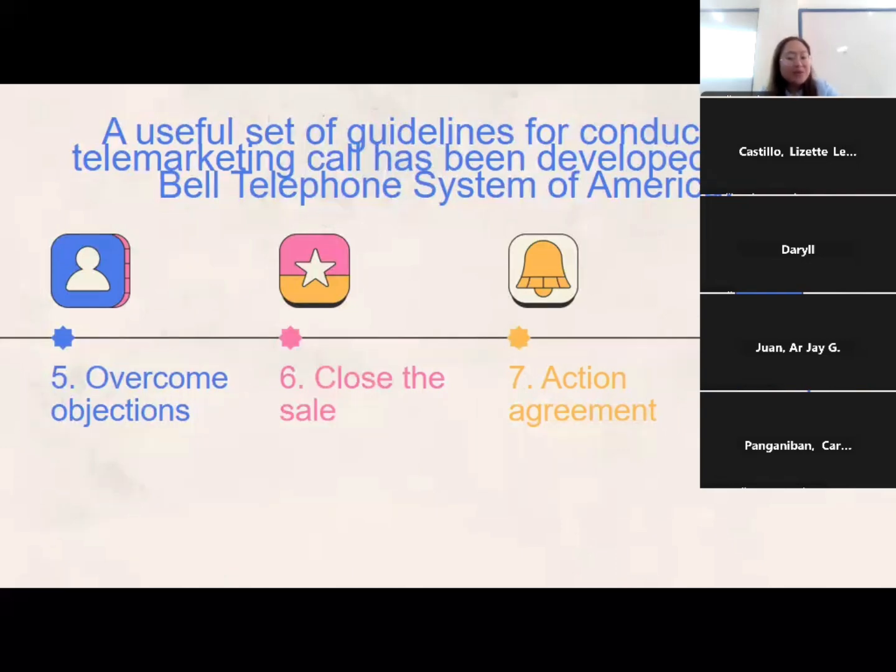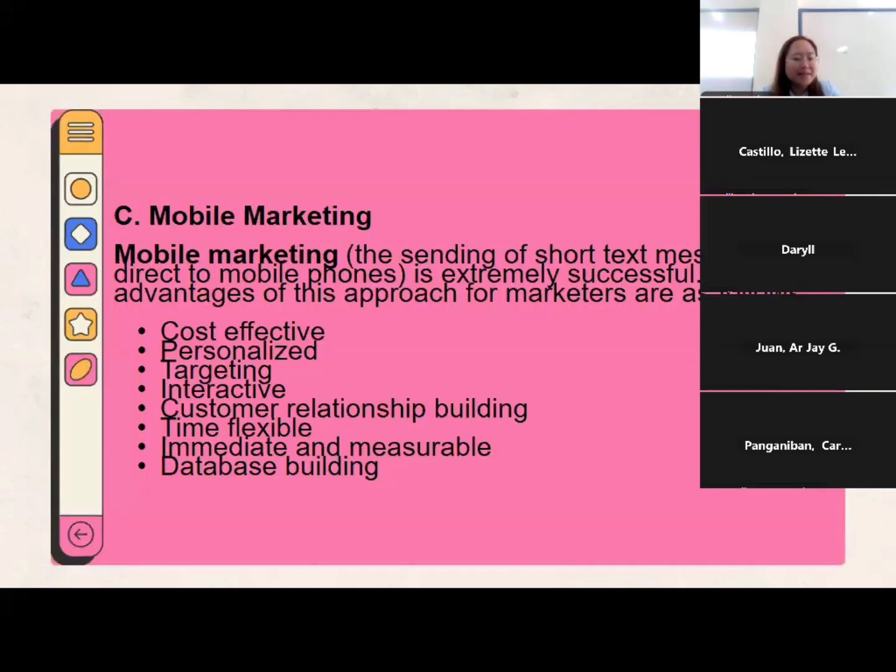Express your thanks. Always thank the customer for their time. They end their call with thank you for considering Dell. Have a great day. All right, let's talk about mobile marketing.